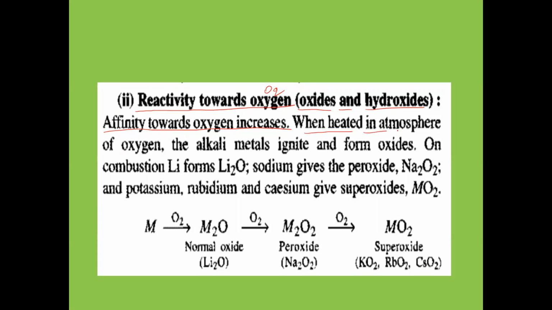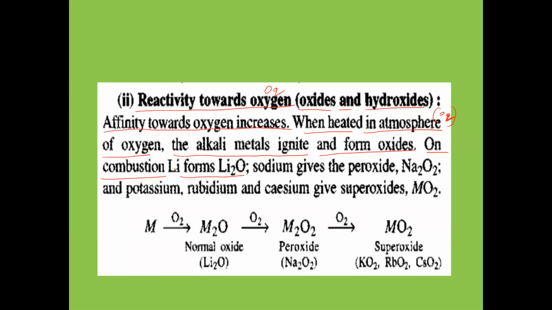When heated in atmosphere, what is there? Oxygen is there, no? When heated in atmosphere or air of oxygen, what happens now? The alkali metals ignite, they will burn and form oxides. Alkali metal oxides will be produced. On combustion, lithium forms what? Li2O. On combustion is burning only. Burning any substance in air is called combustion.